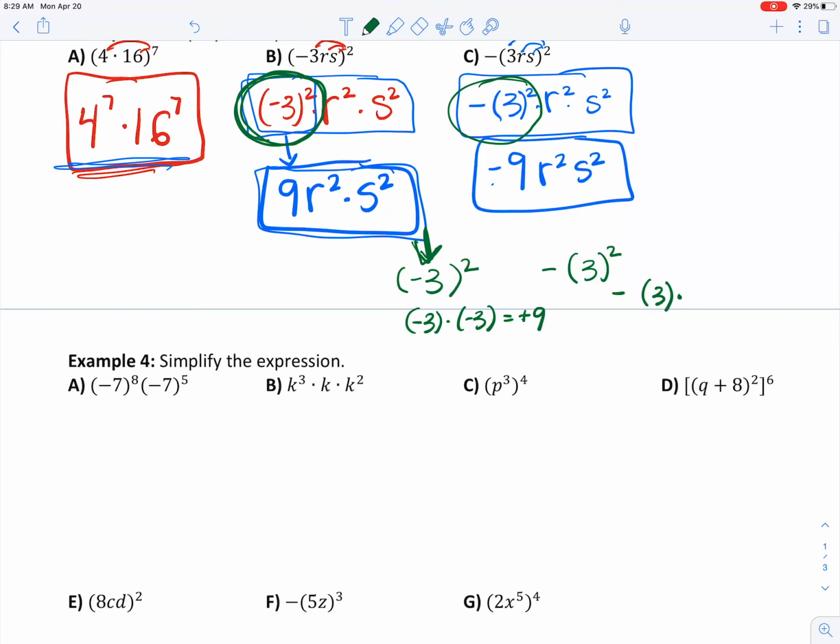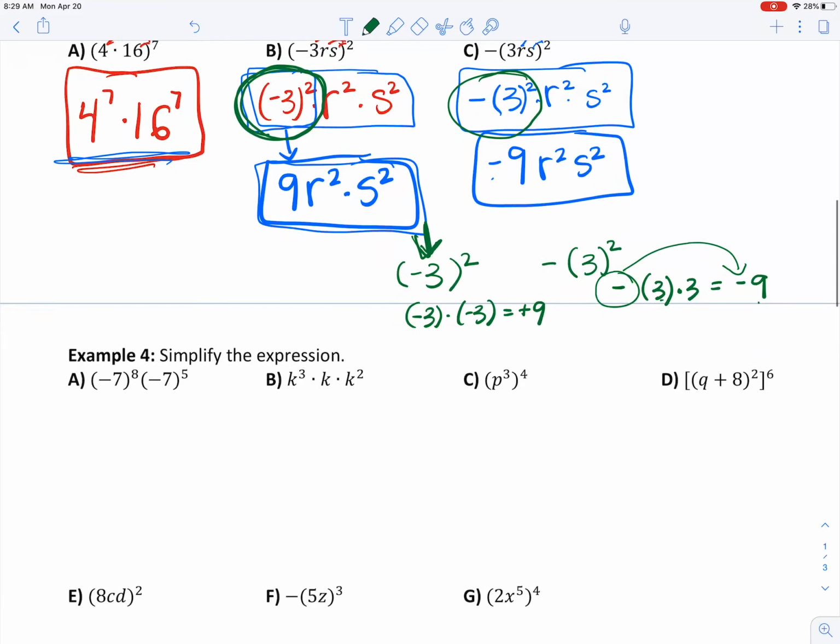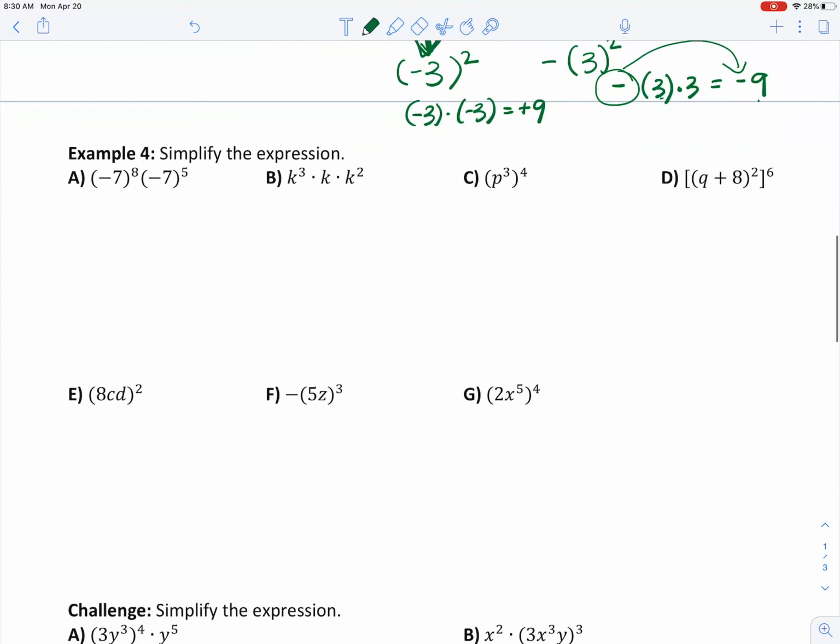In this second one, our negative is out in front. So that's saying 3 times 3 with this negative out in front. So our final answer is going to be negative 9. Okay, because 3 times 3 is 9, but the negative is still out in front, so we have to put it there. So there is a difference between those two.